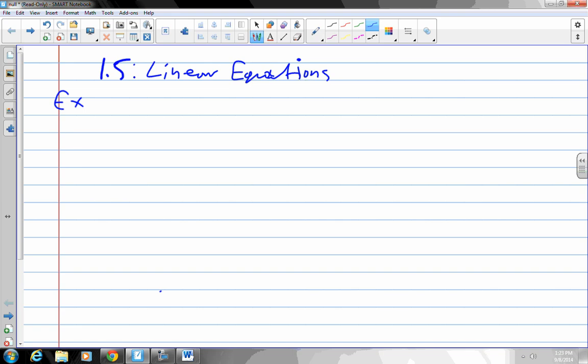My printer didn't work today, so I have to do this. So 3 times (x minus 5) plus 6x equals negative 11 times (2x minus 3) plus 1. So this is a very simple, friendly linear equation. How would we go about solving it?